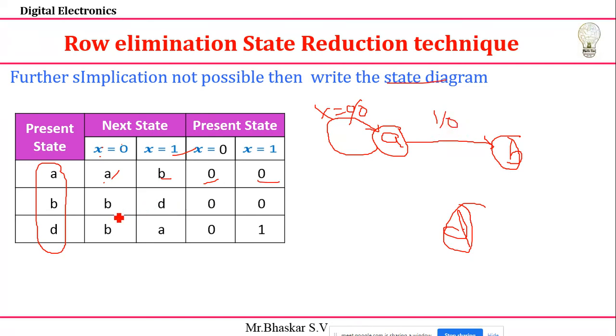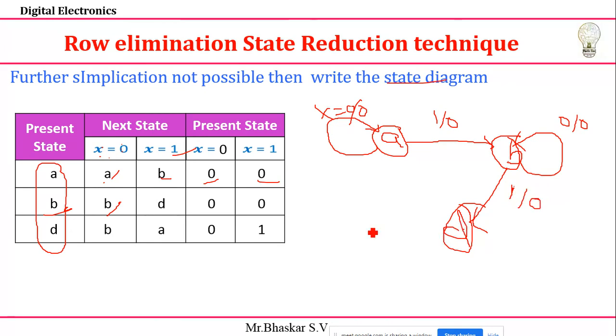Next, from present state B, looking from this, if x is equal to 0 you need to stay here only, so you write this. If it is 0, you stay here and the output is 0. If it is 1, then you move to D. What is the output? It is 0 here only. If it is 1, it moves to D and the output is also 0.